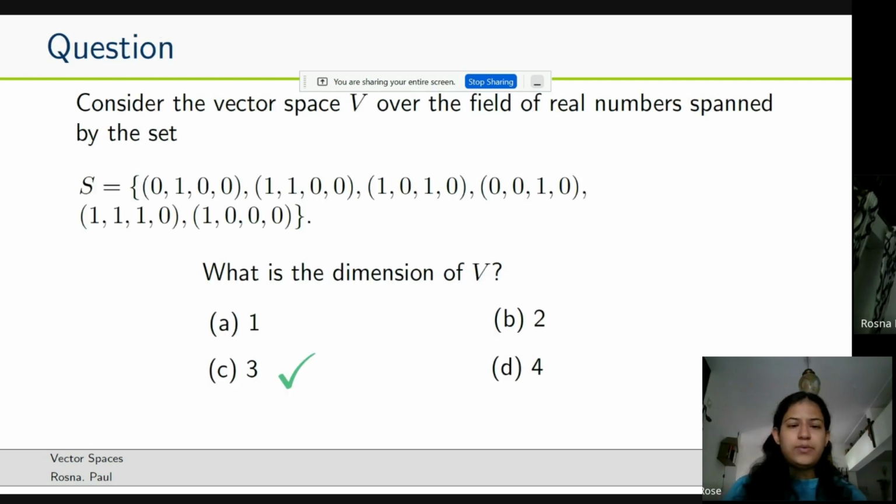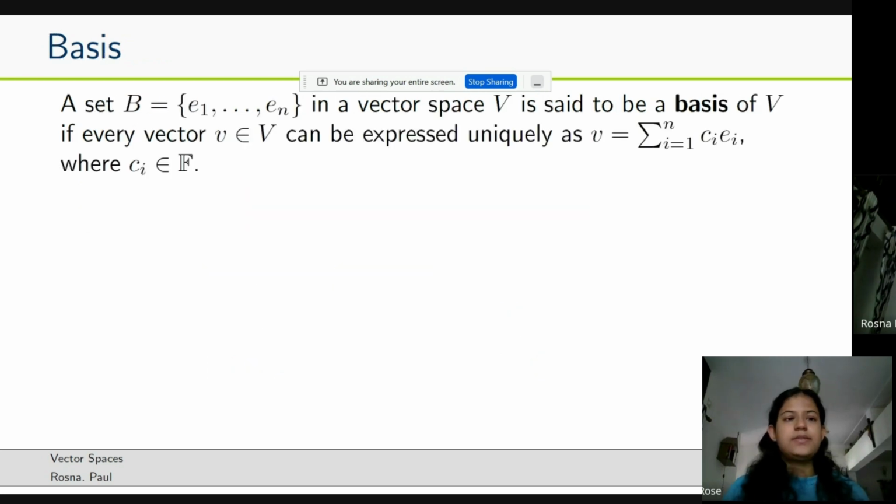Okay, this question actually came a bit before I defined a basis. So maybe you already got an idea of what a basis is, but I will give you a formal explanation of what a basis is. A set of vectors in a vector space is said to be a basis if every vector can be expressed uniquely as a linear combination of these vectors.